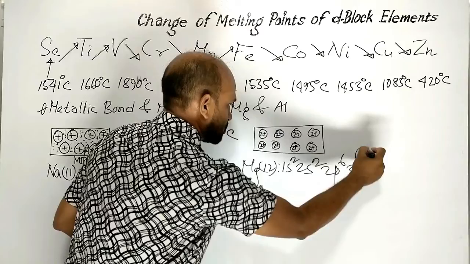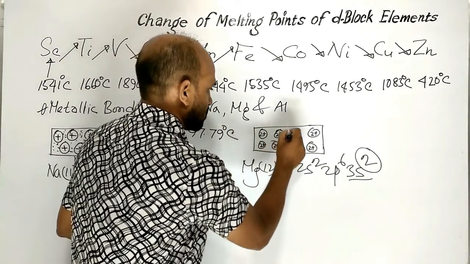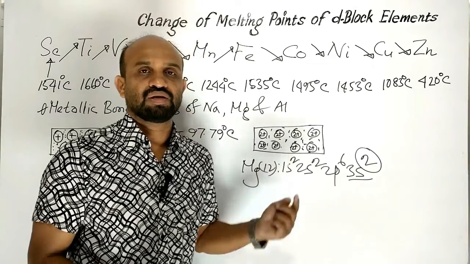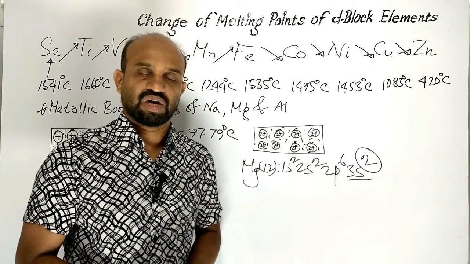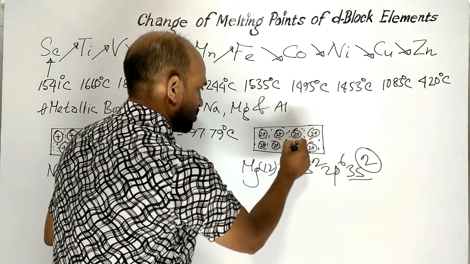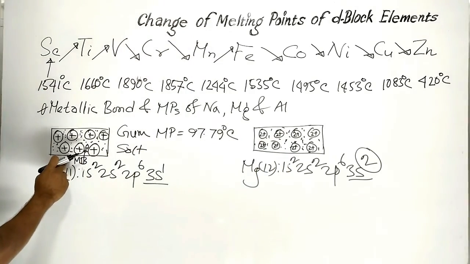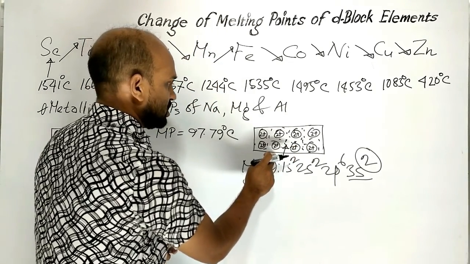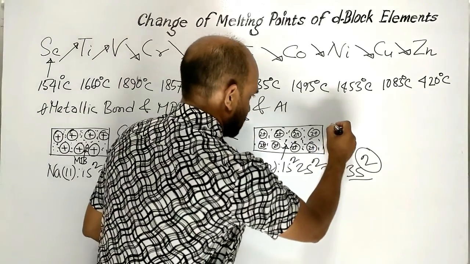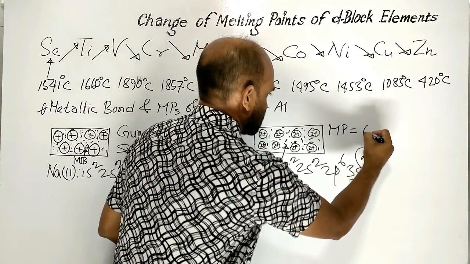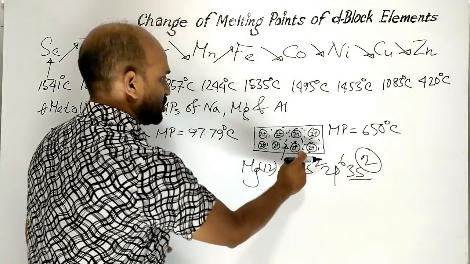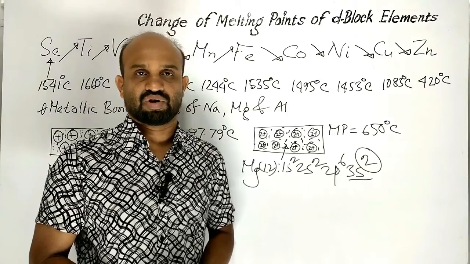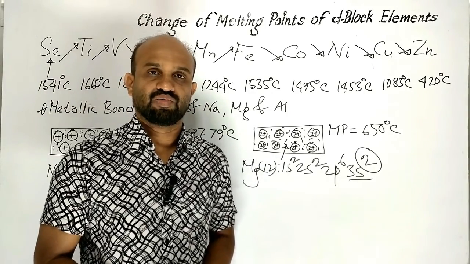And electrons from each atom act as gum among the di-positive magnesium ions. So here concentration of electron is higher compared to sodium. That is why in case of magnesium, metallic bond is stronger compared to sodium. That is why melting point of magnesium is 650 degree Celsius, because here from each magnesium atom 2 electrons participate in metallic bond formation. Let's see about aluminum.